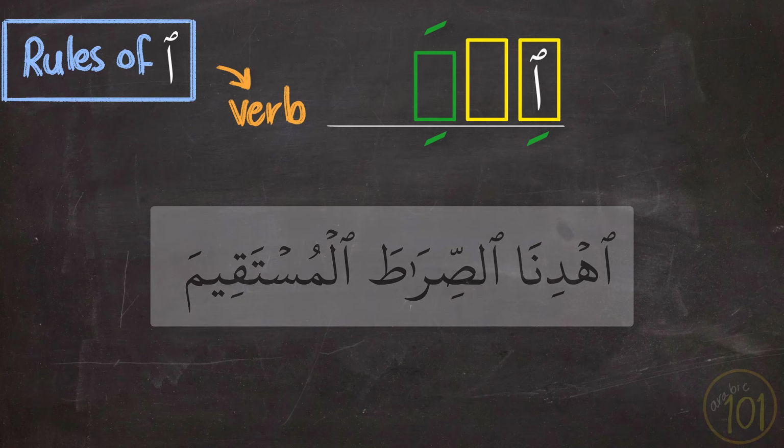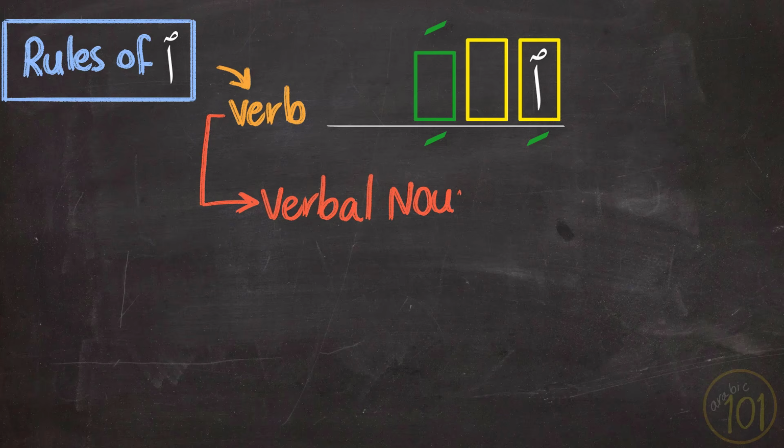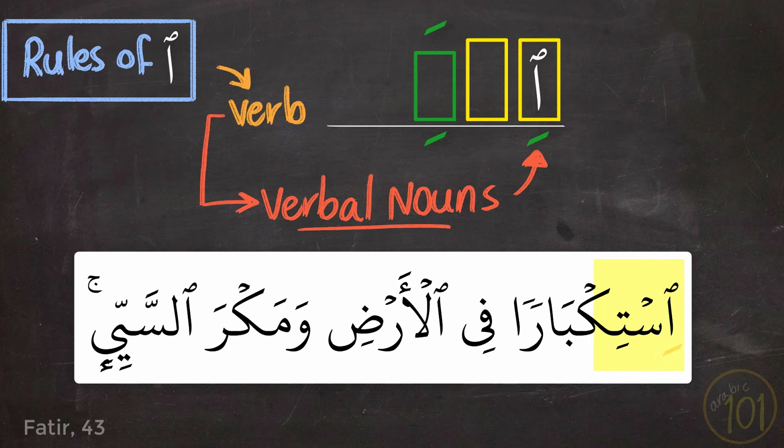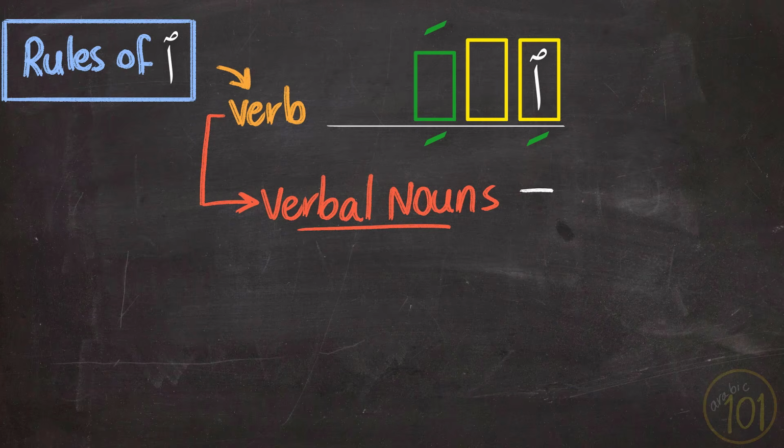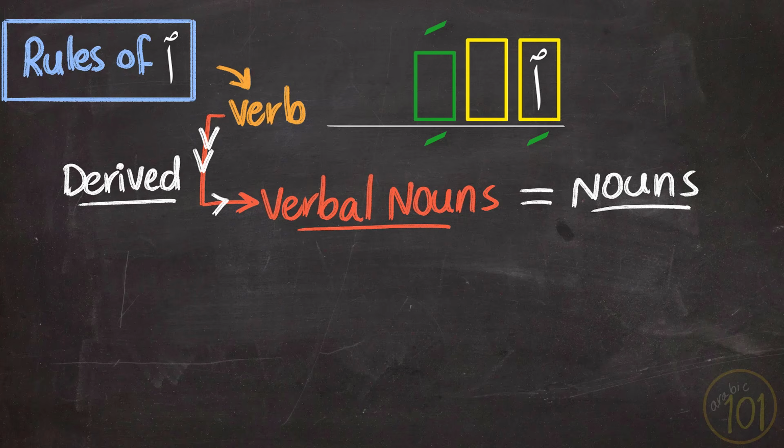المستقيم. Also, verbal nouns or masdar receive kasra at all times as well, like استكبارا في الأرض ومكر السيء، وما كان استغفار إبراهيم. And strictly speaking, verbal nouns are nouns, but since they are derived from verbs and they also receive kasra, they are included here as well.